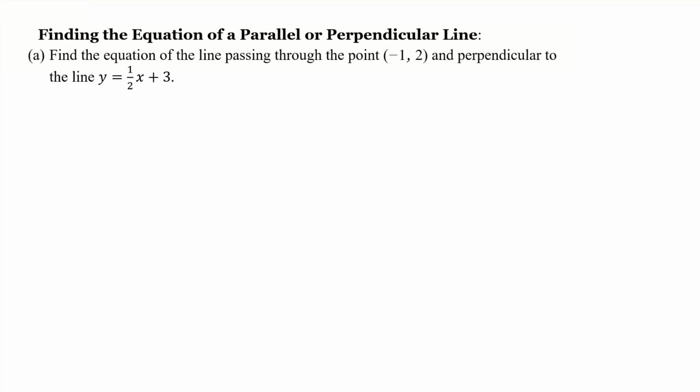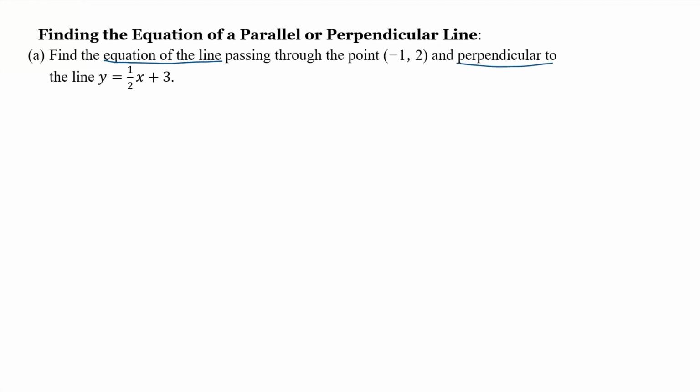Finding the equation of a parallel or perpendicular line. Okay, so this problem wants us to find the equation of the line passing through the point (-1, 2) and perpendicular to the line y equals 1/2 x plus 3. All right, so we want to find the equation of a line, and we want it to be perpendicular.